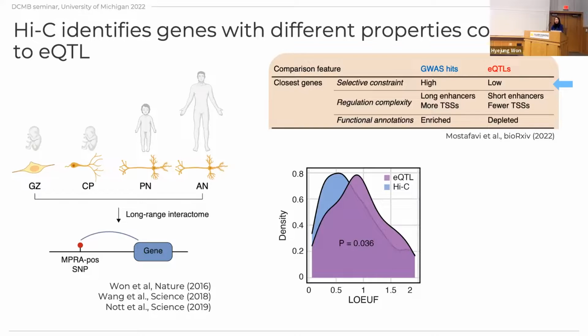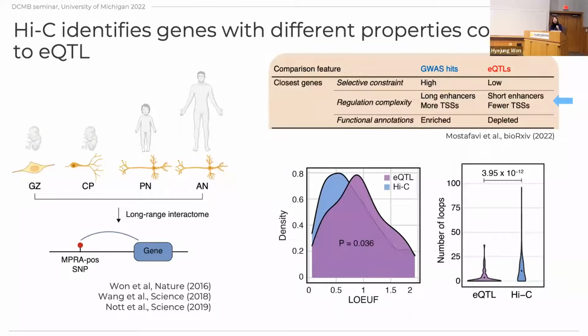When we compared the selective constraints between eQTL-guided genes and Hi-C-guided genes, we found that Hi-C-guided genes had lower LOEUF scores compared to the eQTL-guided genes. If a given gene has a lower LOEUF score, it means that gene is more susceptible or sensitive to gene dosage effects. So if that gene has any mutations, people are more likely to die. So this suggests that indeed Hi-C-guided genes seem to have higher selective constraints.